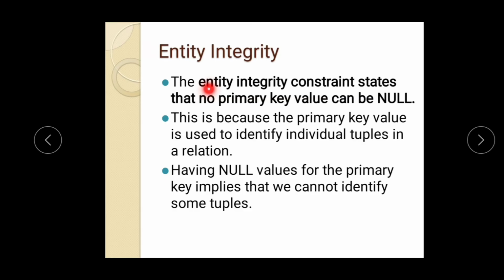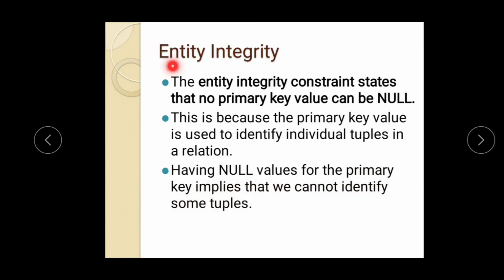Suppose we are considering roll number as a primary key. We cannot keep the roll number as an empty value. There must be some value in the roll number field. That is the concept of entity integrity. Clear? The entity integrity constraint states that no primary key value can be null. This is because the primary key value is used to identify individual tuples in a relation. Having a null value for the primary key implies that we cannot identify some tuples.